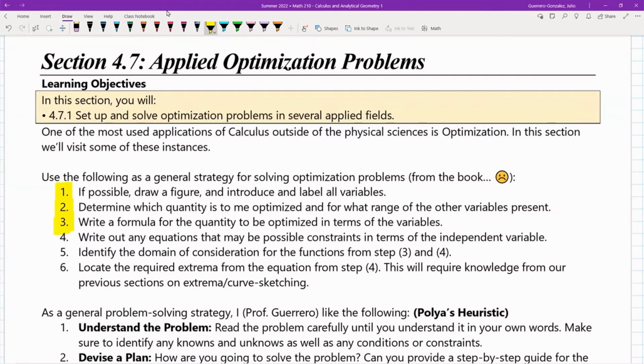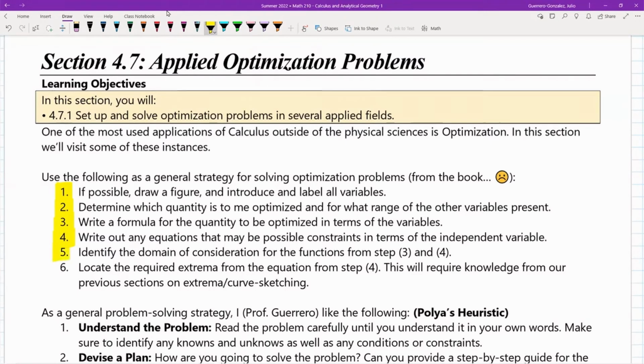Step 4, write out any equations that may be possible constraints in terms of the independent variable. What I mean by this is, since we're optimizing, trying to find the maximum or the minimum of something, there is going to be something constraining in our problem. So we're going to have an infinite amount of something, but only a finite amount of something else. Make sure you can identify those, and write out any of the equations for them that may be possible constraints in terms of those independent variables.